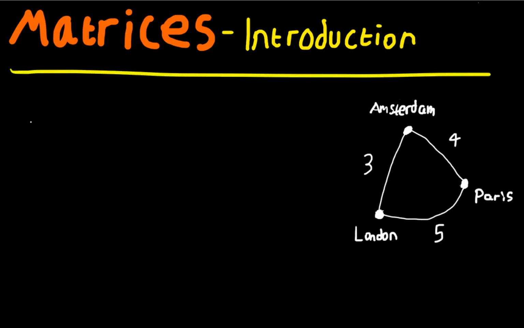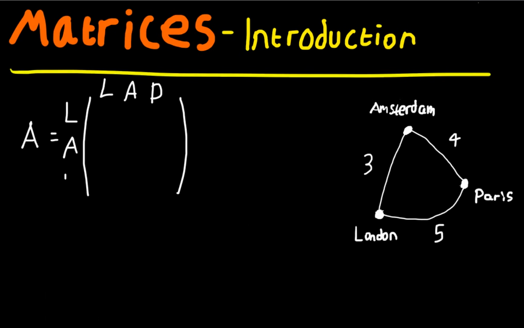So let's call the airline company Airline A. And it's going to be a 3 by 3 matrix, as we have, of course, 3 cities. So let's just abbreviate this. We have L for London, A for Amsterdam and P for Paris, for both the rows and the columns.